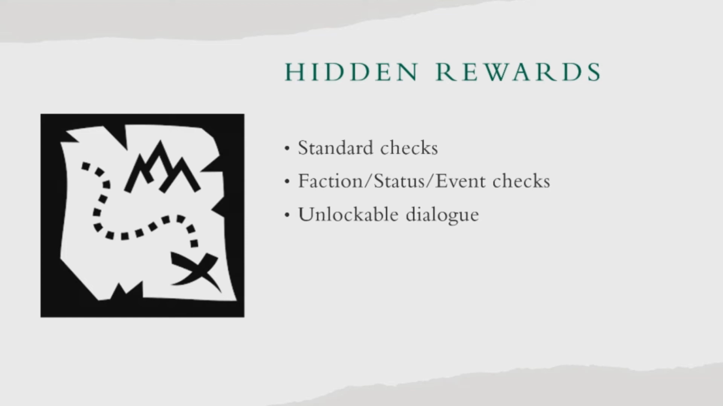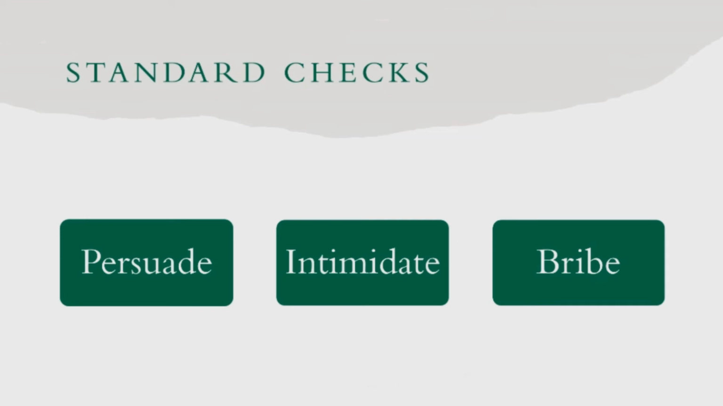Standard checks are persuade, intimidate, and bribe. We have all seen these many, many times as players. You try a persuade, and if your skill level is high enough, then it gets passed, and if it isn't, then it doesn't, and then you continue along your way. Standard checks are not always interesting. They add a little bit of a coin flip element to your dialogue where you think, oh, yeah, maybe that'll work. And if you're a very high level, of course it will work, and you can just go about your way, make that choice.